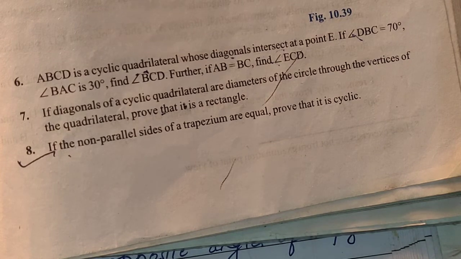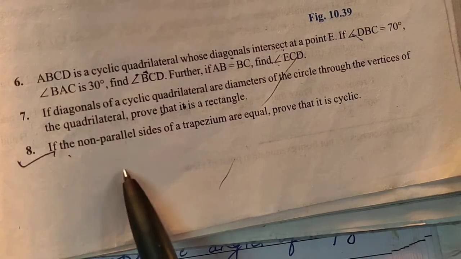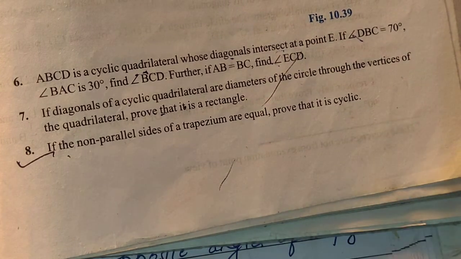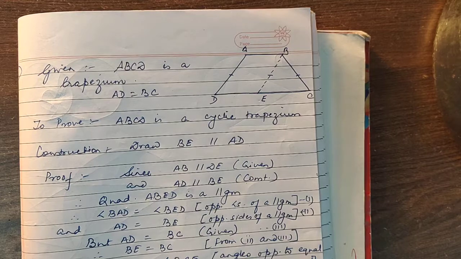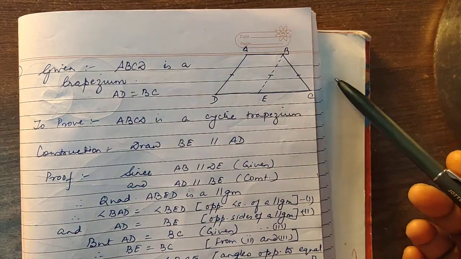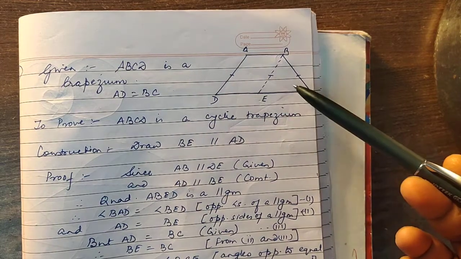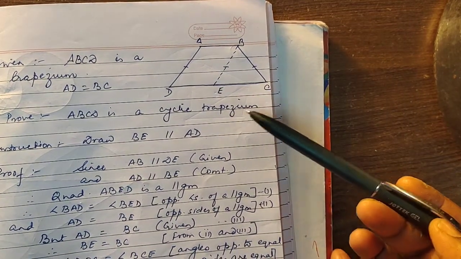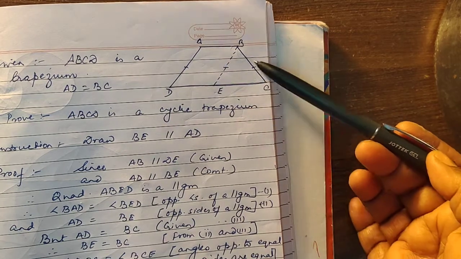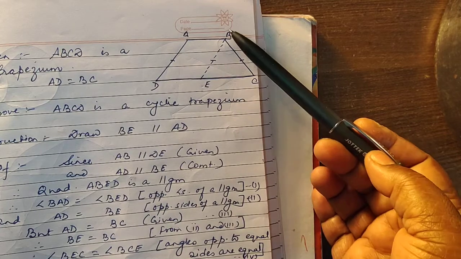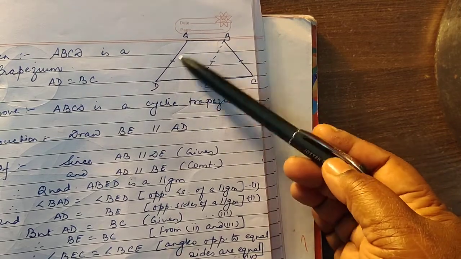Now let us start with question number 8. If the non-parallel sides of a trapezium are equal, prove that it is cyclic. Now it is given that ABCD is a trapezium in which its non-parallel sides are equal, that is AD equals BC. We have to prove that ABCD is a cyclic trapezium. For this we have done a construction. We have drawn BE parallel to AD.